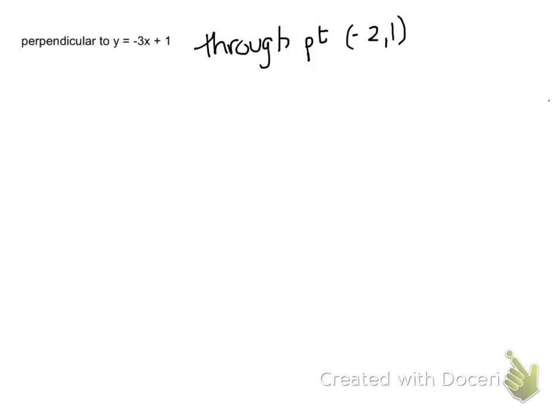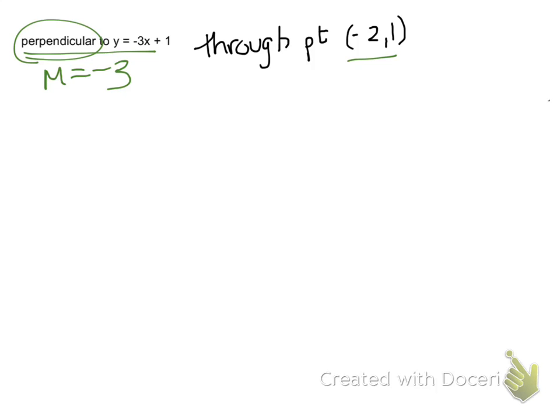We're doing the same idea again. We're going to write the equation that goes through the point (-2, 1), but this time it is perpendicular to y = -3x + 1. So again, the slope of this line is -3, but we want a perpendicular slope.